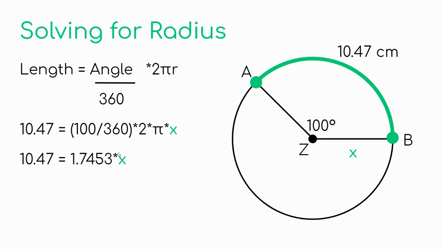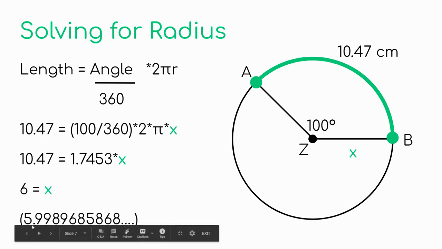I want this 1.7453 to go away. I'm multiplying, so to get rid of it, you do the opposite of multiplying. The opposite of multiplying is dividing. So we're going to divide both sides by 1.7453. So I got 10.47 divided by 1.7453. You should have gotten 5.9989. We're going to go ahead and round that to 6.